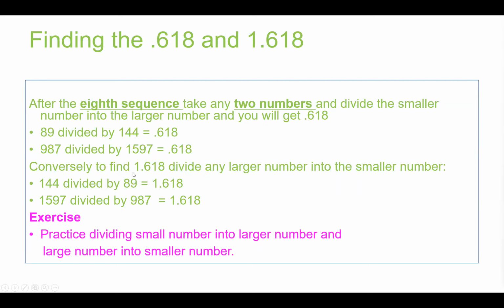And conversely, to find the 1.618, which is a really important ratio in trading especially, you want to divide the smaller number into the larger number. So here's a couple of examples there. A lot of these slides are actually excerpted from a course on this subject.